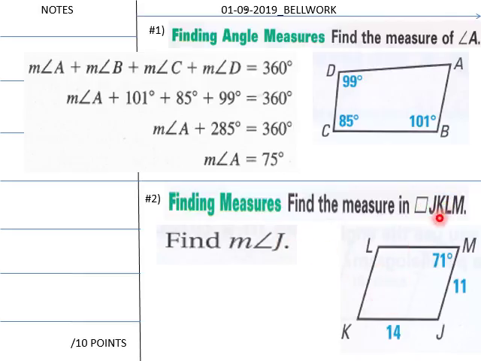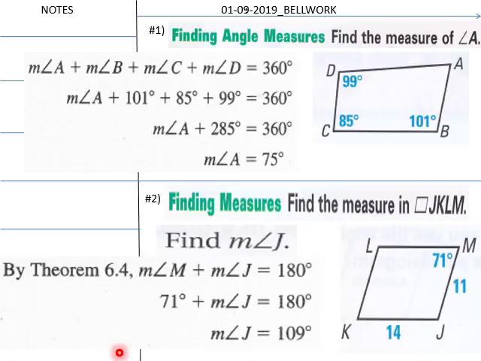And this is a parallelogram, JKLM. So what will be the measure here of J? The measure of angle J would be 109 degrees. The measure of angle M plus the measure of angle J would have to equal 180. So angle M and angle J would have to equal 180. And so we just use some algebra here, and it's 109 degrees for angle J.